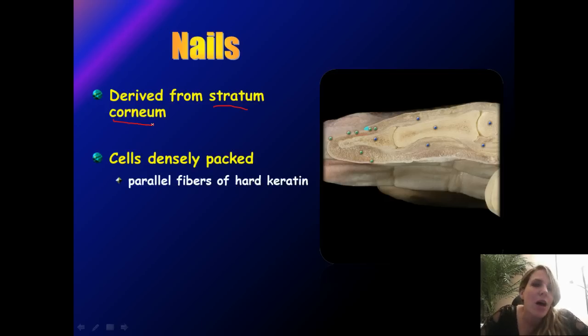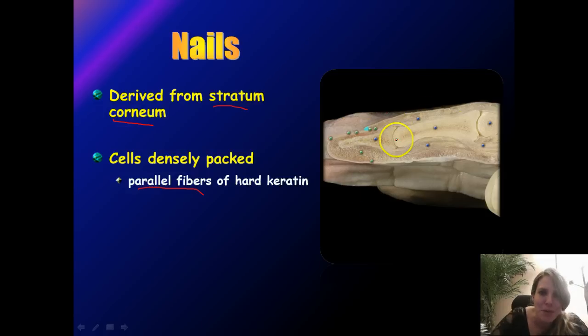So the cells of your nails are densely packed together and they're producing lots of keratin, and that keratin is going to exist in parallel fibers, and it's very hard keratin. So nails really are a protective function. It's going to protect the cells beneath it. And that's important, right? Because we're constantly using our digits, our fingers. And so you get a lot of pressure, a lot of trauma in that area. You need that hard keratin to protect those areas.